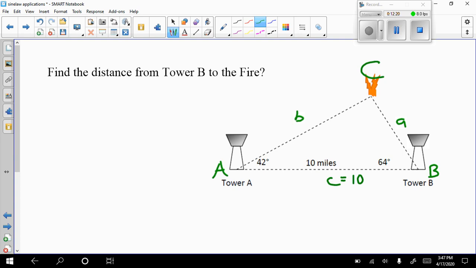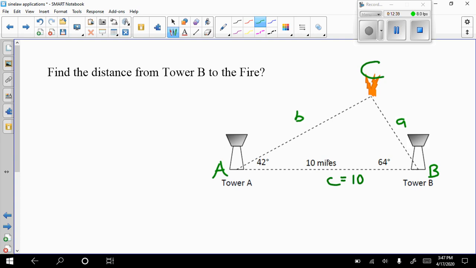Now some of you may look at this triangle and say, well, wait, you can't use sine law because you don't have an angle and its opposite side. Because I don't have angle C, which would be opposite 10, and I don't have either A or B, which would be opposite 42 and 64.